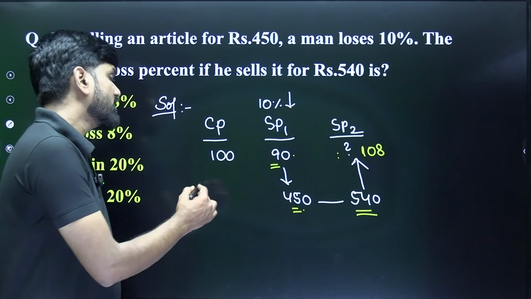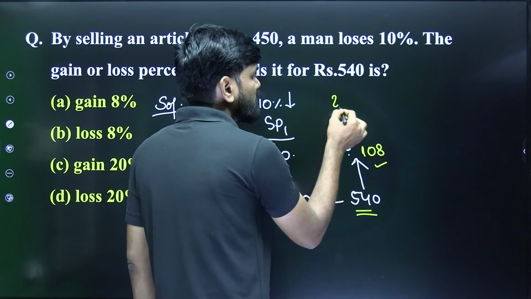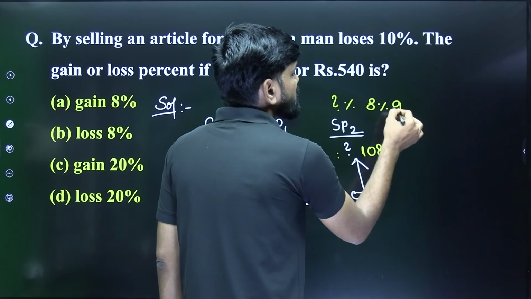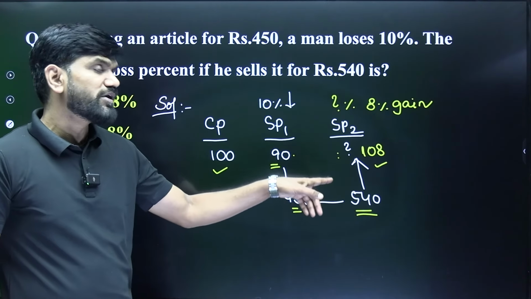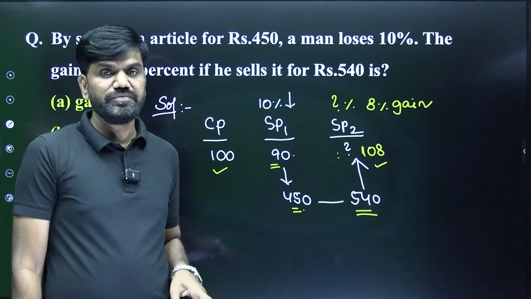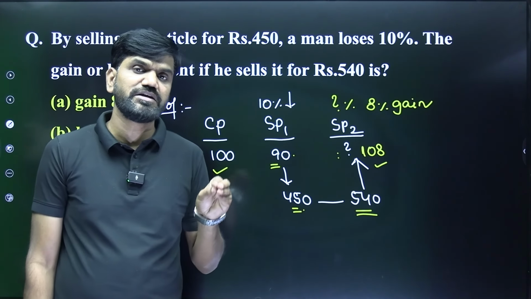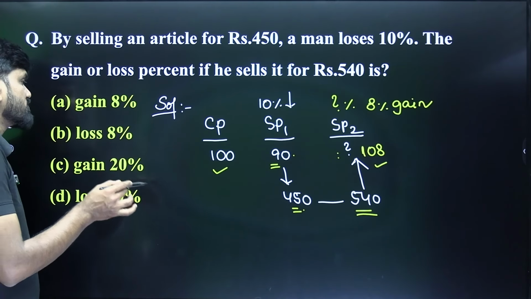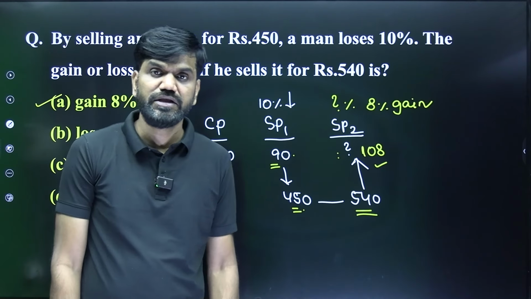That means a 100 rupee article now corresponds to 108. So in the transaction there will be a gain or loss. Definitely a gain. That gain is 8%, because 540 corresponds to 108, meaning if the cost price is 100, it becomes 108. So there is a gain of 8%. Hence your answer has to be a gain of 8%, which is option A.